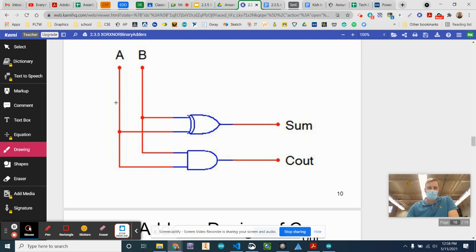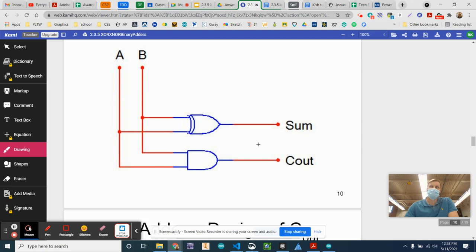We need both A and B to be ones for there to be a carry out situation. And in here, if it was one or the other, then the sum would be 1. If they're both ones, it's carrying out, and so the sum is 0 because we're carrying. If they're both zeros, then there was no addition taking place, and there's no sum and no carry.